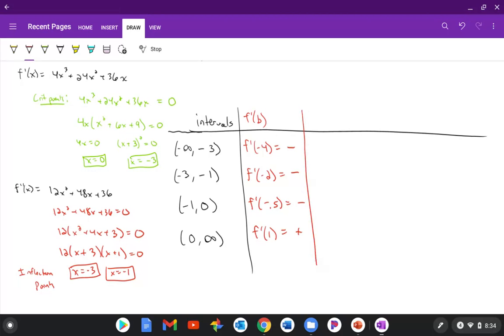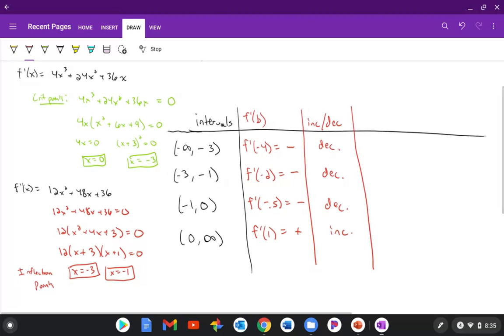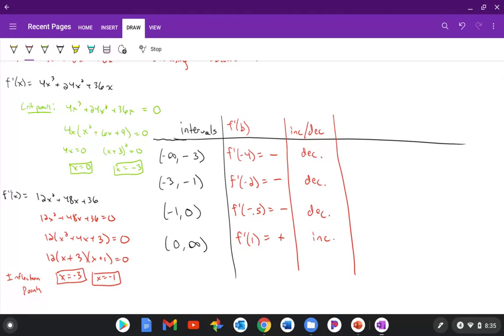All right. So what does this say about increasing, decreasing? First one is negative. That tells us our function is decreasing. Negative, decreasing, still decreasing, still decreasing. And then finally it switches to increasing. So that's our first thing. Next up, we need to figure out where this is concave up or concave down.